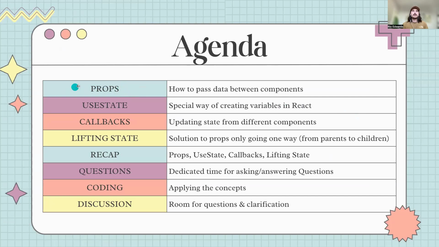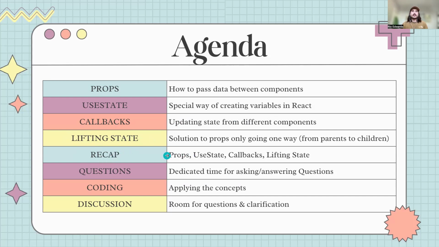So our agenda today, we're going to talk about props, how to pass data between components; useState, which is a special way of creating variables in React; callbacks, which are a way of updating state from different components; lifting state, which is a solution to a quirk of props where they can only be passed one way. Props can only be passed from parent components to children components, and that presents some problems. So lifting state is a way of solving that. Then we're going to do a recap.